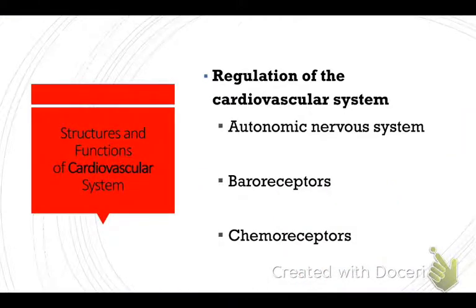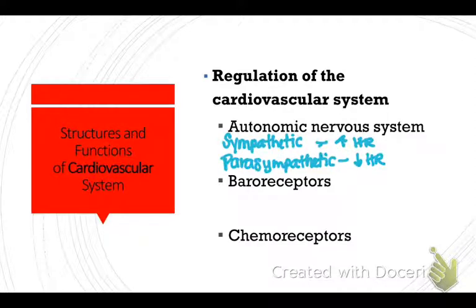Now, there are some other things that are involved with regulation of the cardiovascular system. You've got hormones involved. You've got the autonomic nervous system involved, so your sympathetic and your parasympathetic. Sympathetic is your fight or flight. It increases your heart rate. Your parasympathetic is your rest and digest. It tells you to slow down. It tells your body, let's sit with this. Let's digest this. Let's rest.